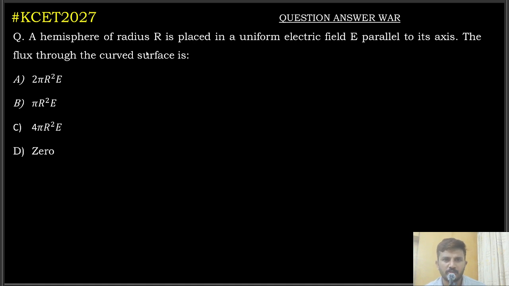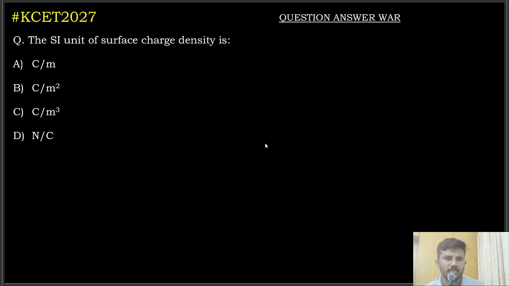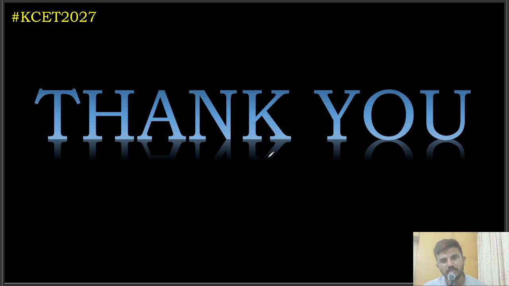Next, a hemisphere of radius r is placed in a uniform electric field parallel to its axis. The flux through the curved surface is, since parallel to its axis means we can consider here the flux through the curved surface, it is pi r square. Option A is correct. The SI unit of surface charge density is coulomb per meter square, option B.